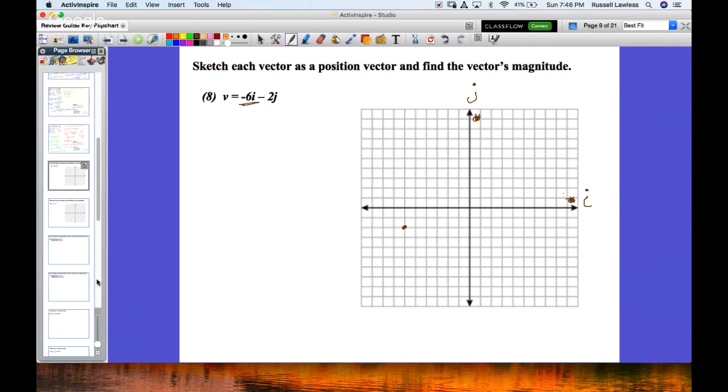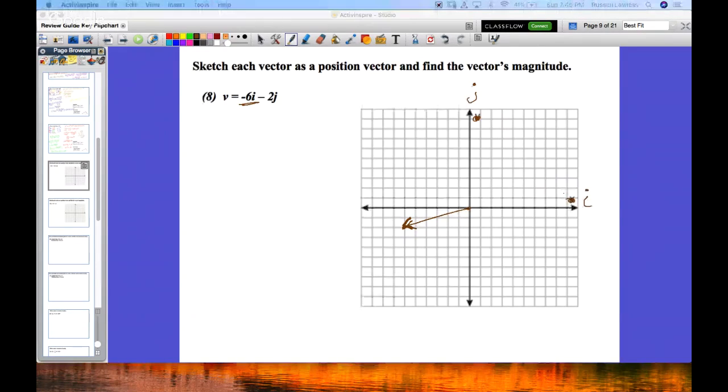For vectors, I'm not just drawing a point. A vector starts at the origin and goes all the way to the point of -6i minus 2j. Make sure for vectors that you include an arrow because vectors have magnitude and direction, and we want to make sure that we have that direction with us. And so with that, we sketched it.